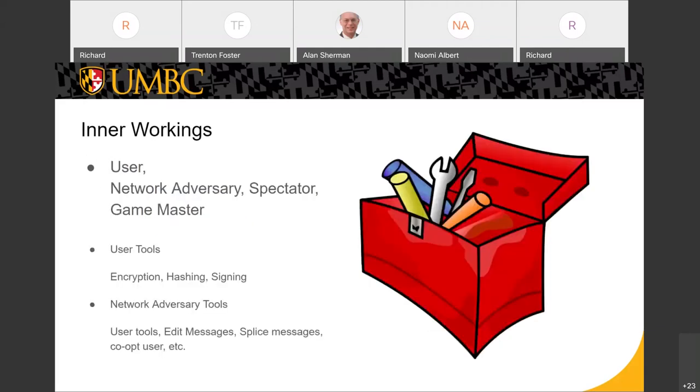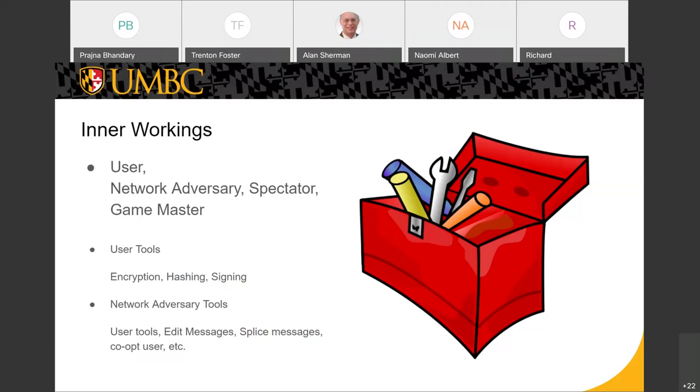So, a little bit of the inner workings of the game. There's a number of roles which each player can pick. Richard mentioned that you'd have 2 to 5-ish players and then a network adversary. So let's say you had 2 people playing, and then a third person playing the network adversary. Well, you'd have 2 users, and these are just the people passing messages back and forth, trying to make that time and place to meet at. Then that third person would be the network adversary, who is in opposition to the users. This network adversary is trying to stop them.